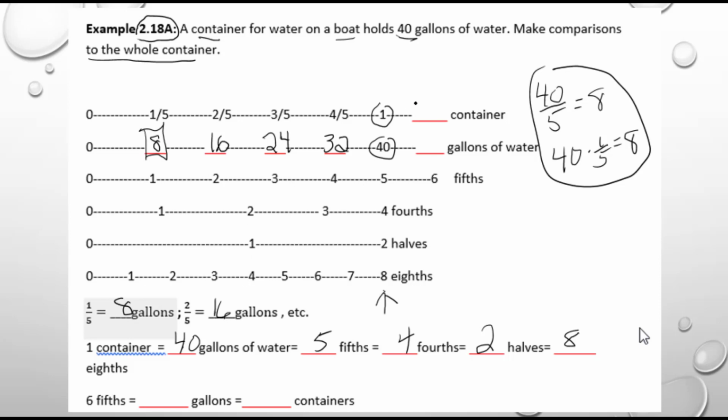Now we want to find 1 and 1 fifth containers, or 6 fifths, in terms of how many gallons that would be, which is more than the whole, right? Because 6 fifths is greater than 1. So we just add another 8, right? So we get 48 gallons. So 6 fifths is 48 gallons and is 1 and 1 fifth of a container.